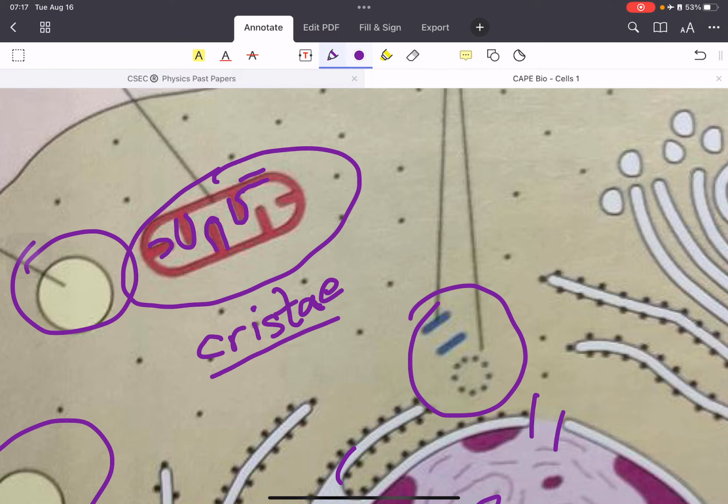In your Unit 2, you will learn about the Krebs cycle, so we don't need to go into that. The Krebs cycle occurs in the mitochondrion.